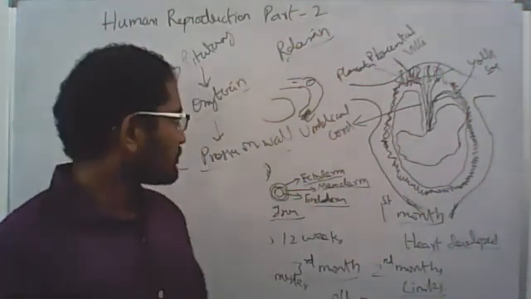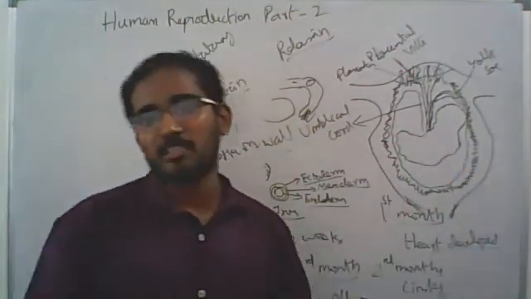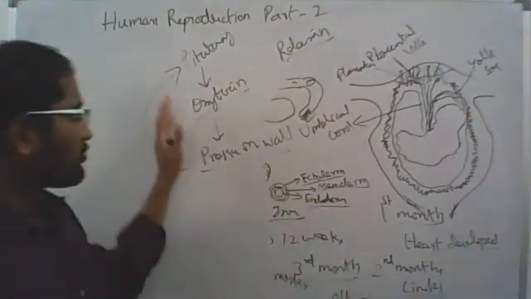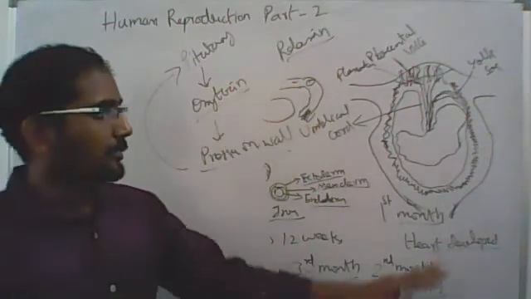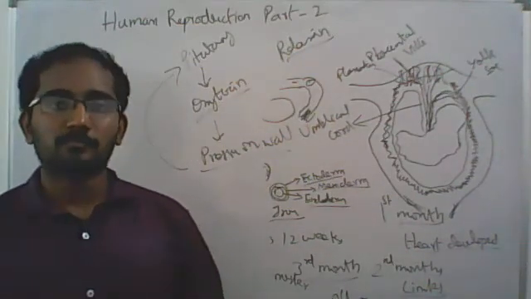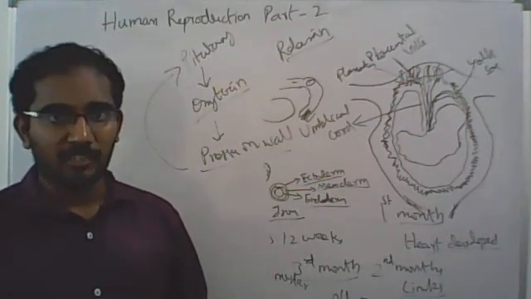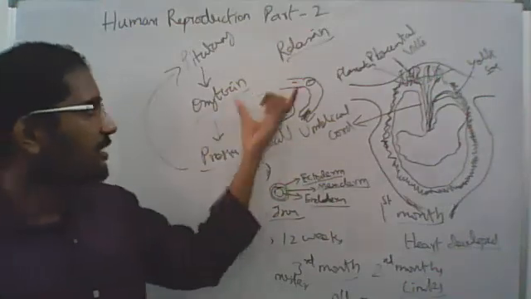So clear, guys? Now let's see what happens after parturition. If the baby has been released from the mother's body, there will be a lot of oxytocin left. The baby has just been born. Now the breastfeeding has to be started. So after parturition, the oxytocin is increasing.